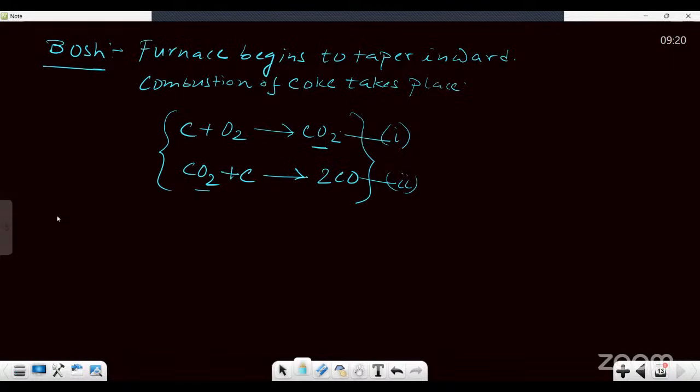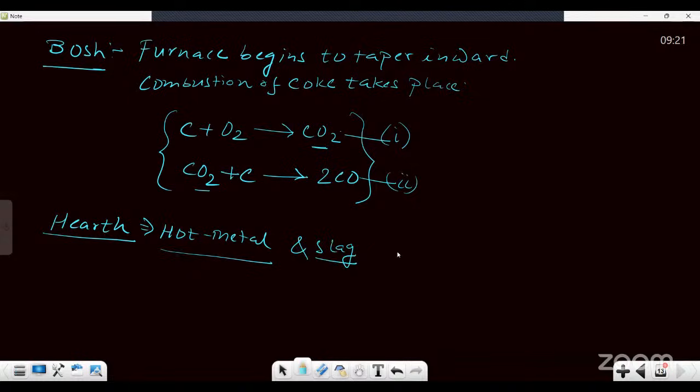And last but not the least comes the hearth. What happens in the hearth is that basically everything is in liquid form: the hot metal and the slag are both in liquid form. The hot metal and slag are recovered at this region. Recovered basically means separated. So they are separated in the hearth region.